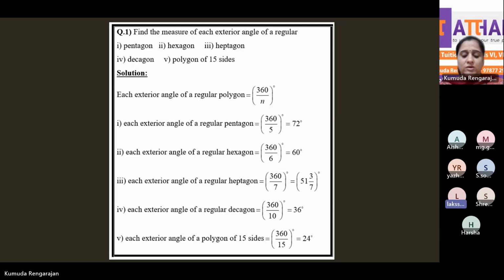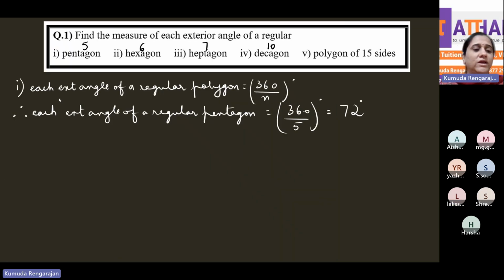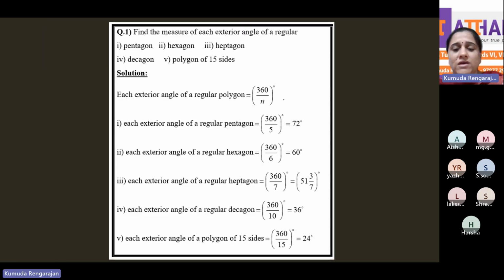You need to write these two lines, children, for every answer. First, each exterior angle of a regular polygon is equal to 360 by n. And then, the first one is a regular pentagon, then regular hexagon, so it'll be 360 by 5, 360 by 6. I have just written the formula once here, but you need to write this for every answer. Got it?